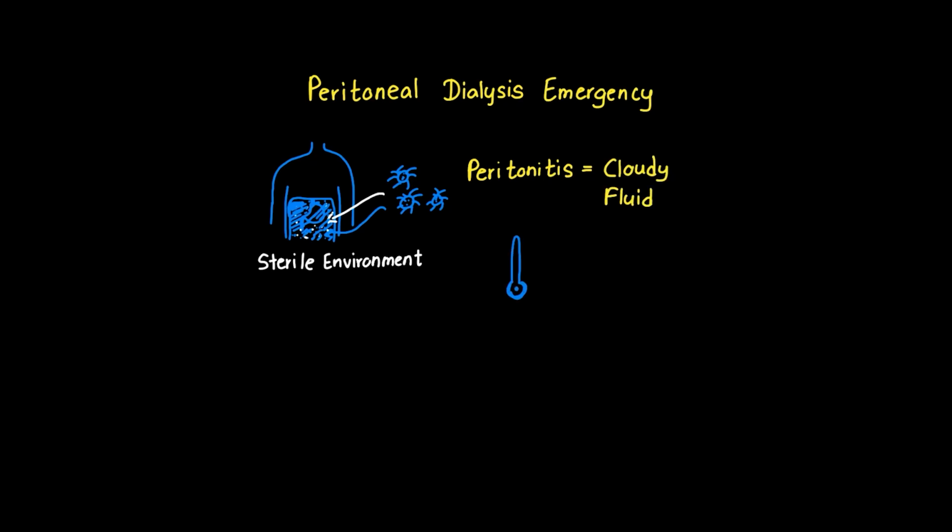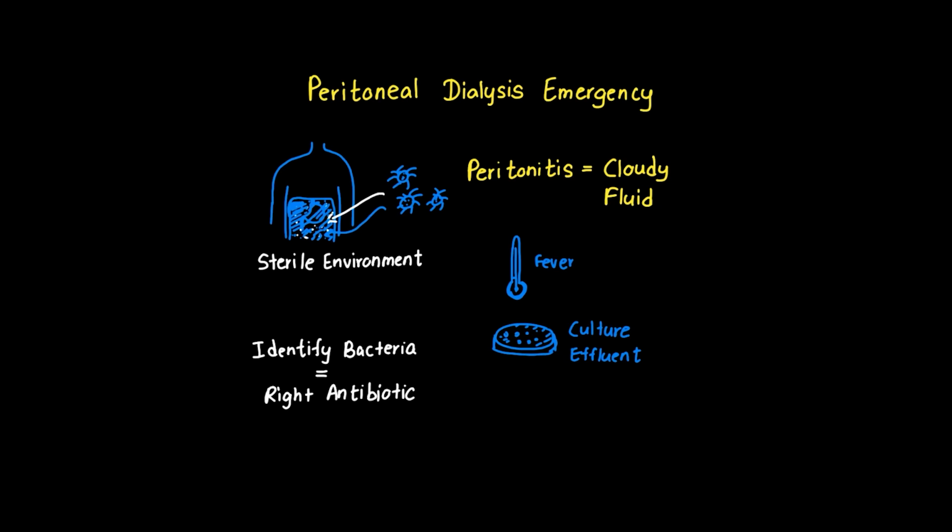The infected peritoneum causes severe abdominal pain and triggers systemic fever. Culturing the effluent immediately identifies the specific bacteria for targeted antibiotics. Without prompt treatment, peritonitis can cause sepsis and death.